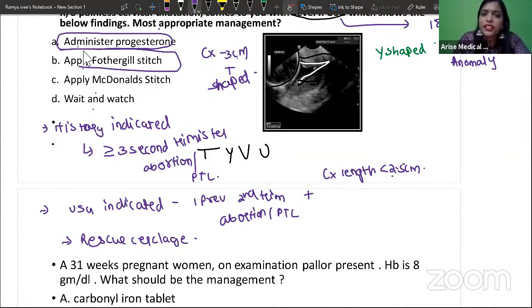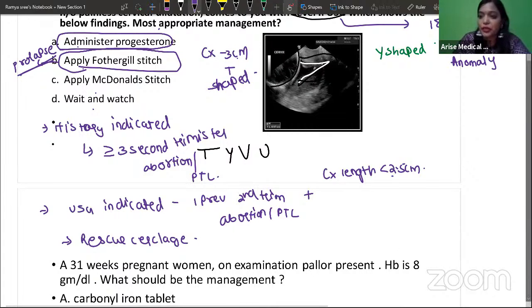What is Fothergill stitch? Fothergill stitch is for prolapse. It's the amputation of the cervix followed by putting a stitch. That's for prolapse. It's not related to our obstetrics, right? So that was about this first question, right? Let's go to the next question.